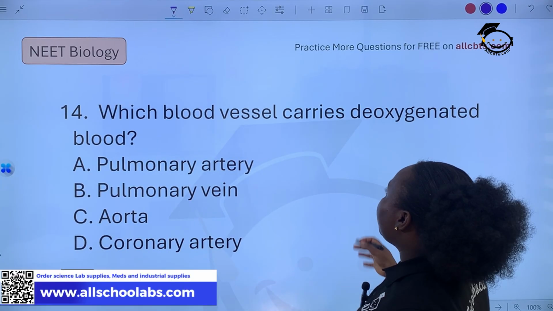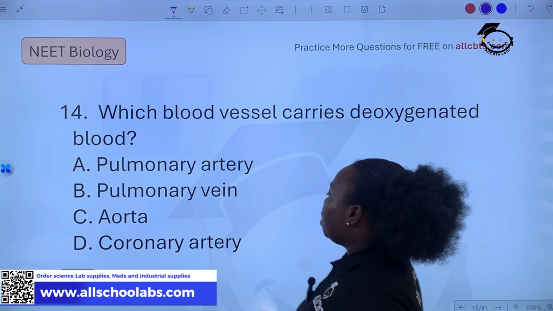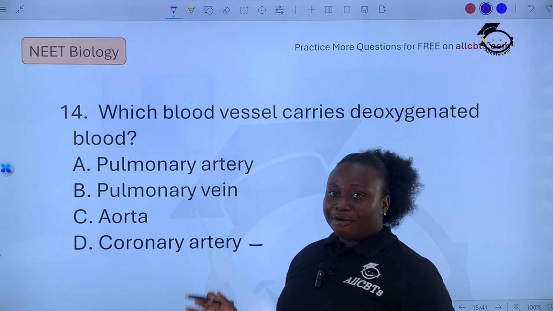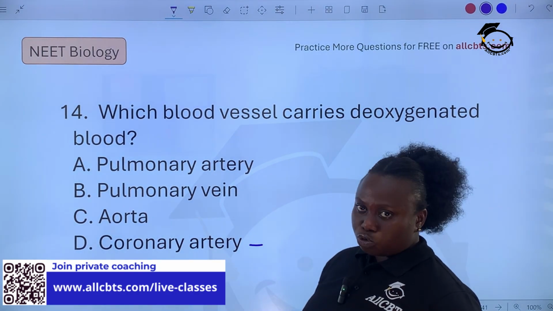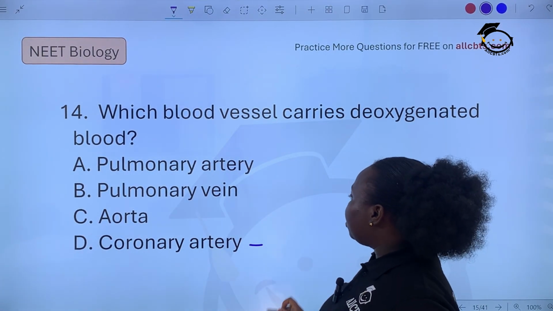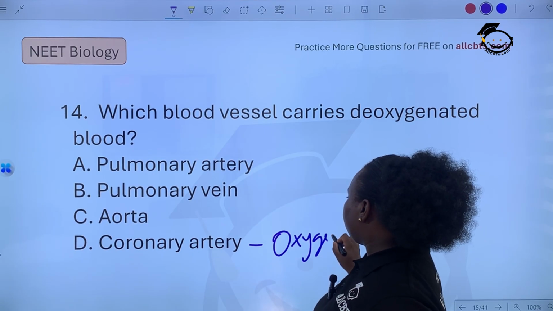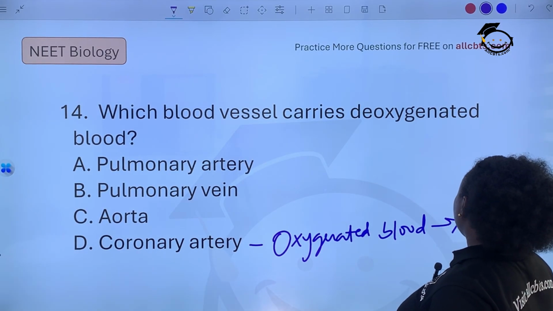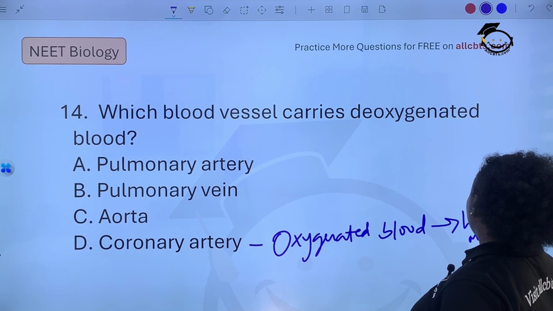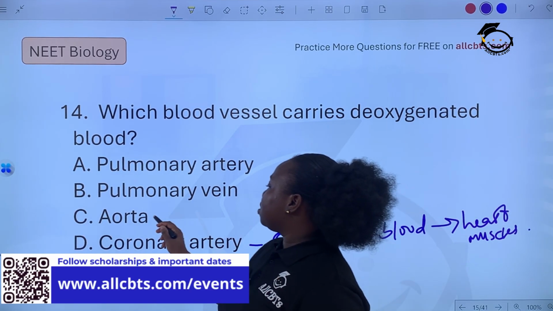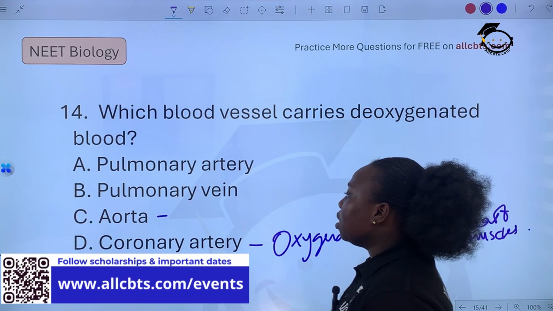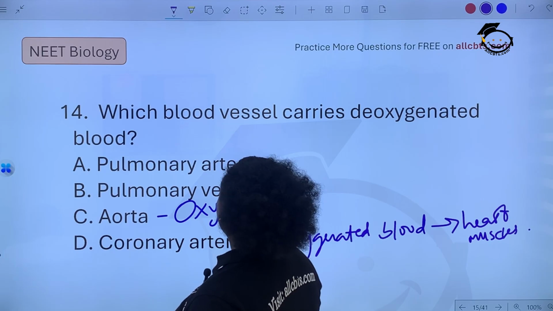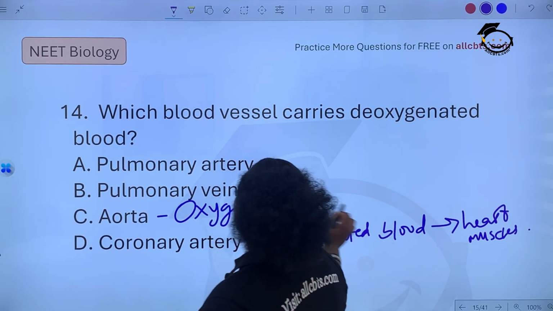Number 14, which blood vessel carries the oxygenated blood? Now the coronary artery is the artery that carries oxygenated blood to the heart muscles. Then we have the aorta. Now this is the main artery in the body. This aorta is the one that carries oxygenated blood into different parts of the body.